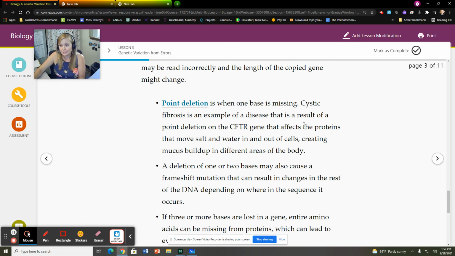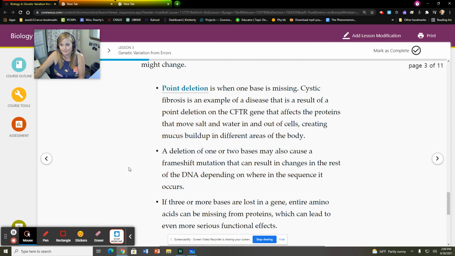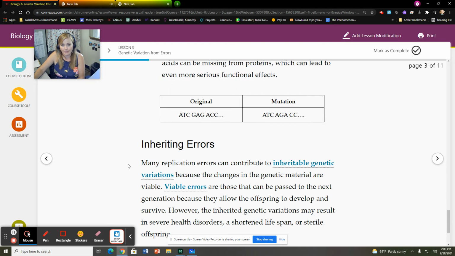So a point deletion is when 1 base is missing. Cystic fibrosis is an example of a disease that's a result of a point deletion on the CFTR gene that affects the proteins that move salt and water in and out of cells, creating mucus buildup in different areas of the body. So that's an example.